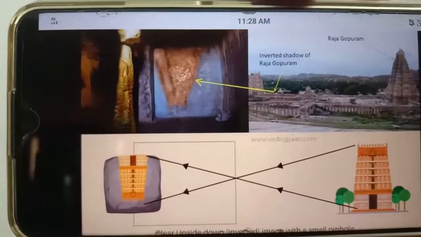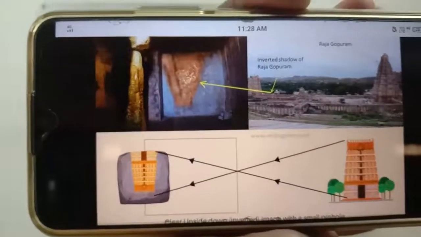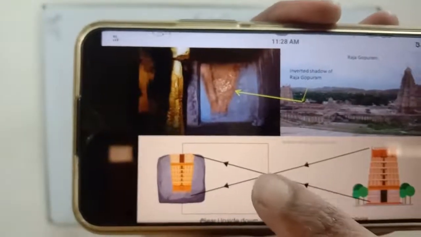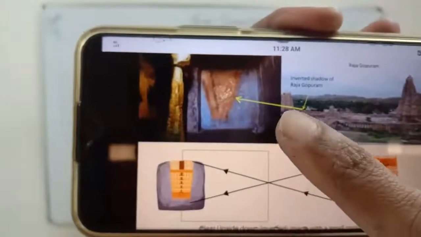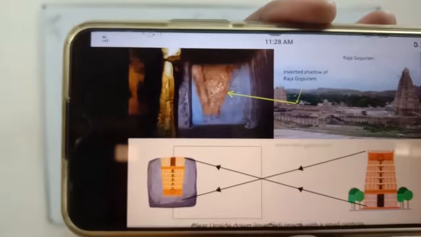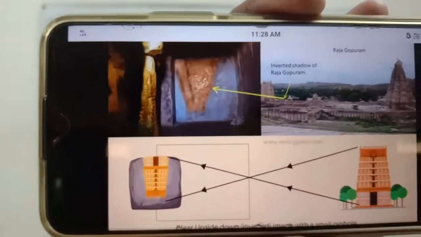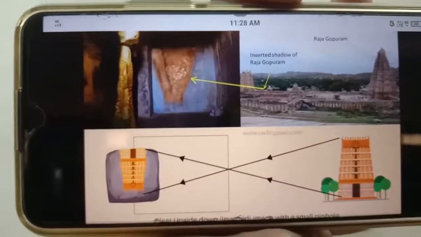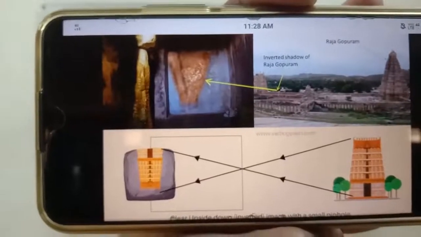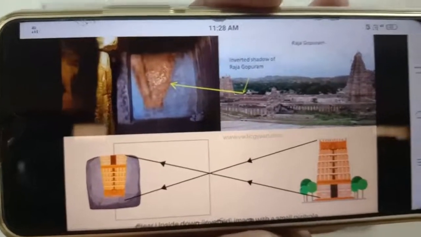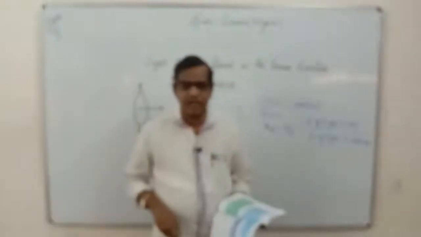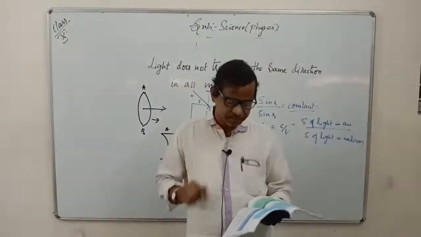Why? Because here we are using the lens. So where to place the lens? How did they come to know that the hole should be at that point only, so that we will get a clear inverted picture of the tower, where it is totally real and inverted? This is a very important point of this picture. Okay, children? I think you understood this concept.